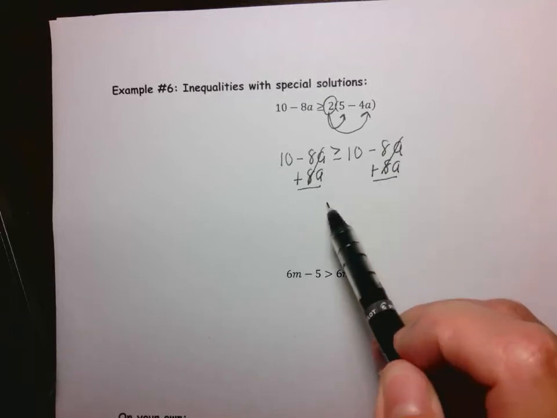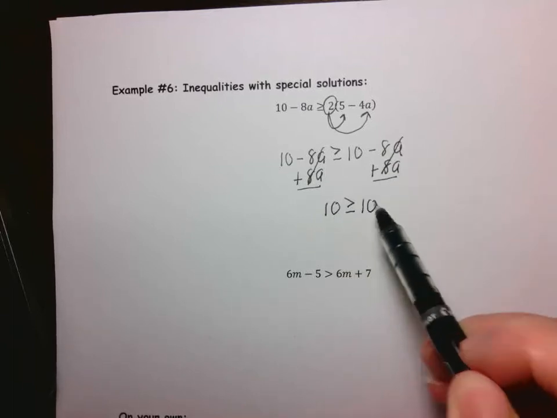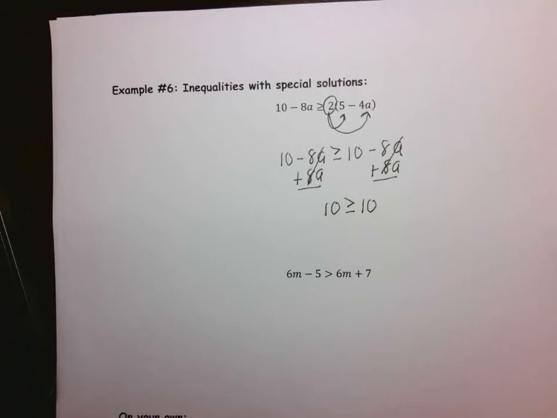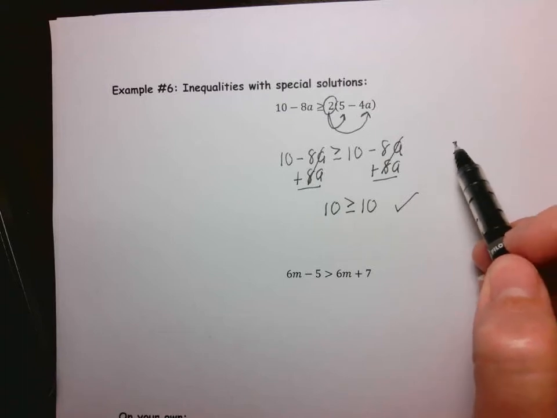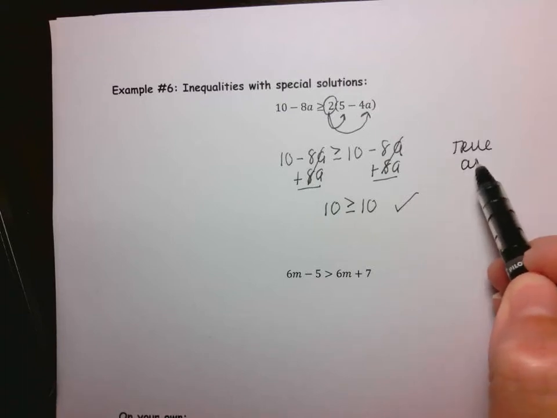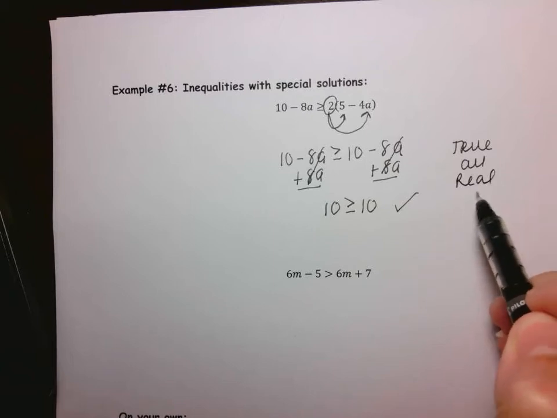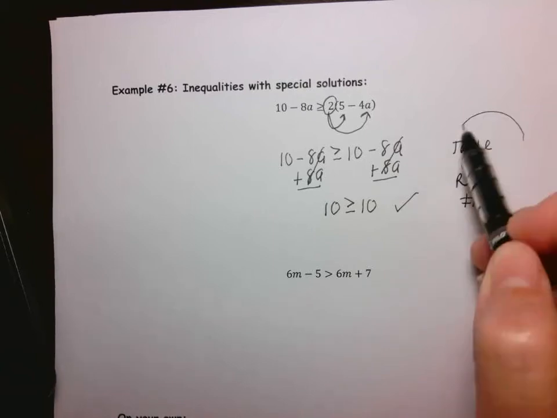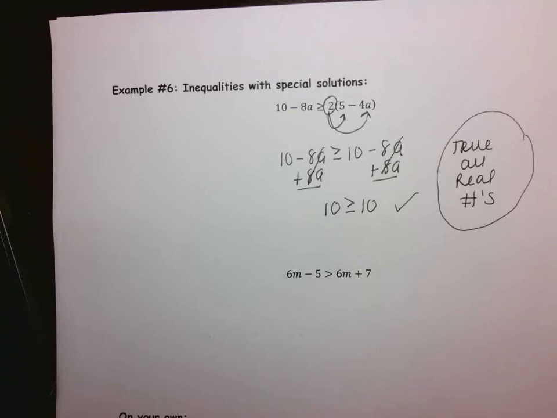And when I do so, I get 10 is greater than or equal to 10. That is true. So therefore, this inequality is going to be true for all real numbers. And remember, we have to say all real numbers because there's a different subset of numbers called imaginary numbers, which we'll learn about later. But when your variable disappears, if you're left with a true statement, that means for any value of the variable, this inequality is going to be true.